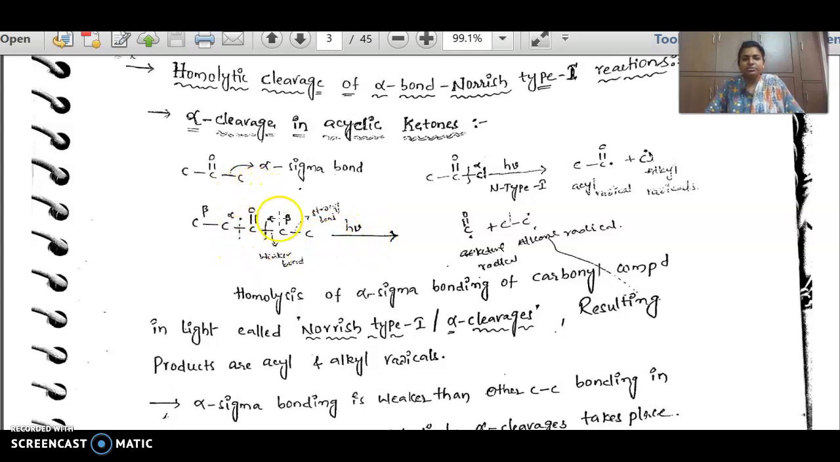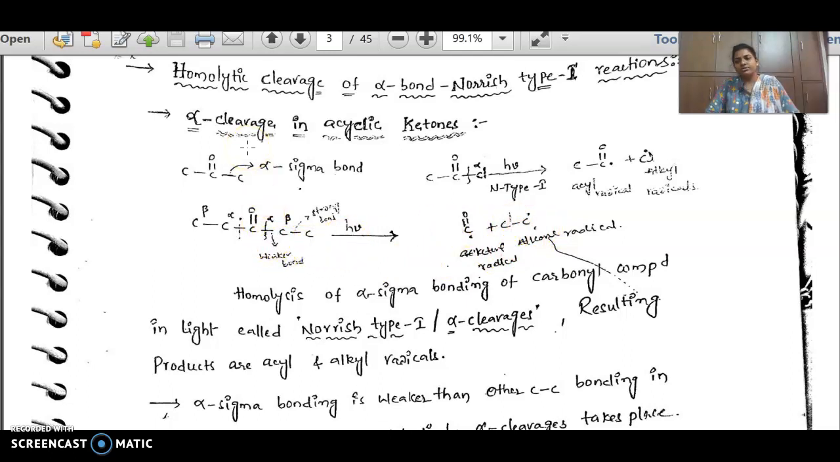The bond especially cleaves at the alpha position in the presence of light. That reaction is called the Norrish type 1 reaction. From alpha cleavage, we will get an acyl radical and an alkyl radical.